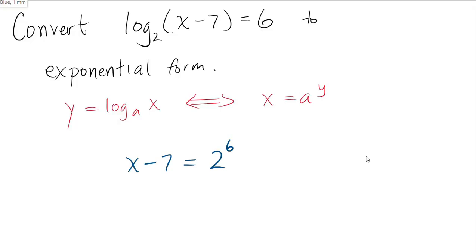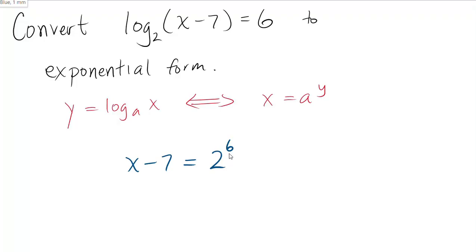But I hope you can see now we can easily solve this for x. 2 to the 6th power is 64. We add 7 to both sides, and we've solved this equation for x. Again, we weren't asked to do that here, but you can see why we would do this rewrite. We're able to solve this equation for x.